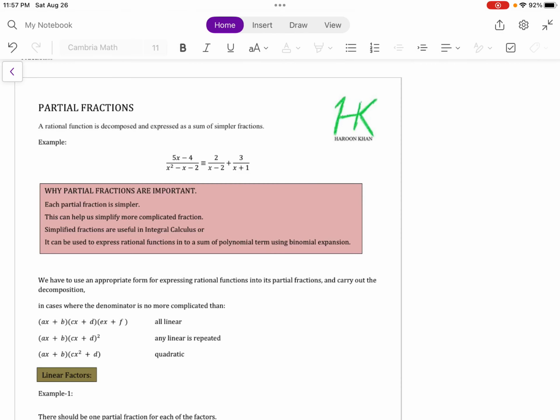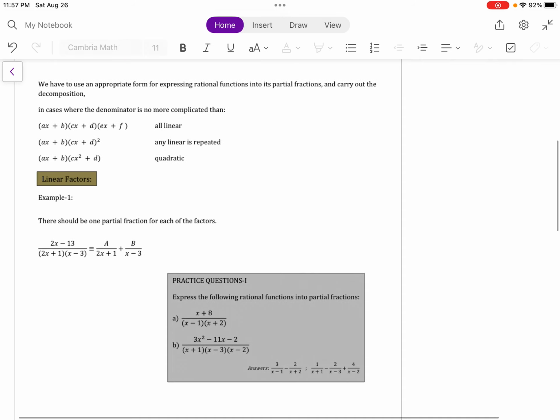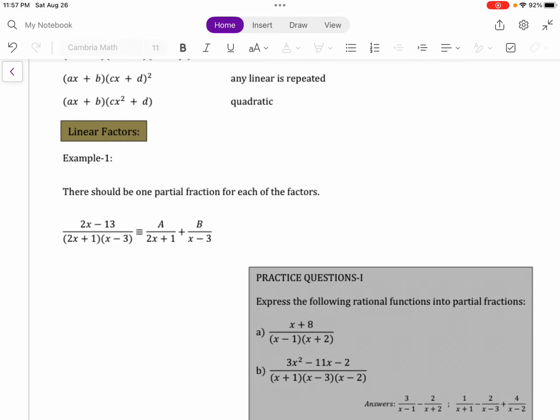In this topic, we have to convert rational functions into their partial fractions. Partial fraction means simpler fraction. So the first case is with linear factors. What does it mean? Linear factor means the denominator will have all linear factors, just like in this example. 2x plus 1 and x minus 3 are both linear.